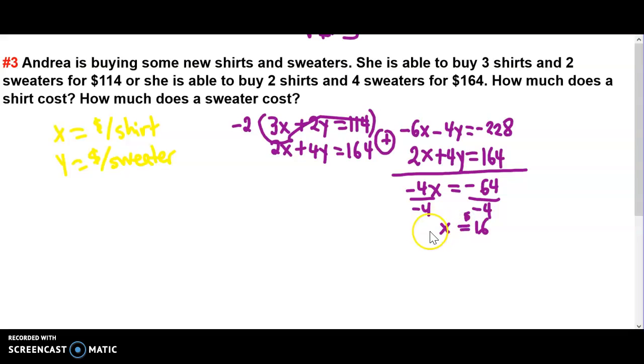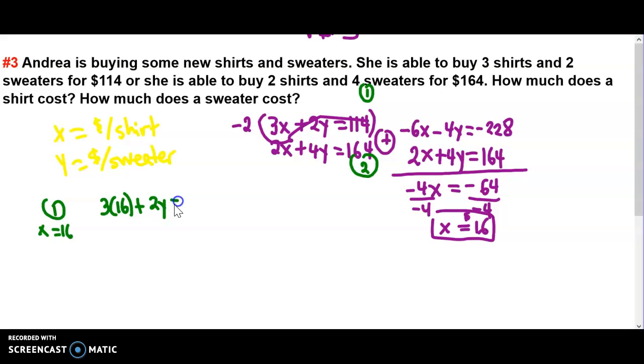And remember, X is the cost of the shirt, so each shirt is $16. So now that I got the cost of the shirt, I can go back and substitute in the original system. Remember, I have two equations, whichever you want to. So let me go to the first and substitute that X equals 16. So here's what I have. 3 times 16 plus 2 times something should be 114. So solve this to find your y.